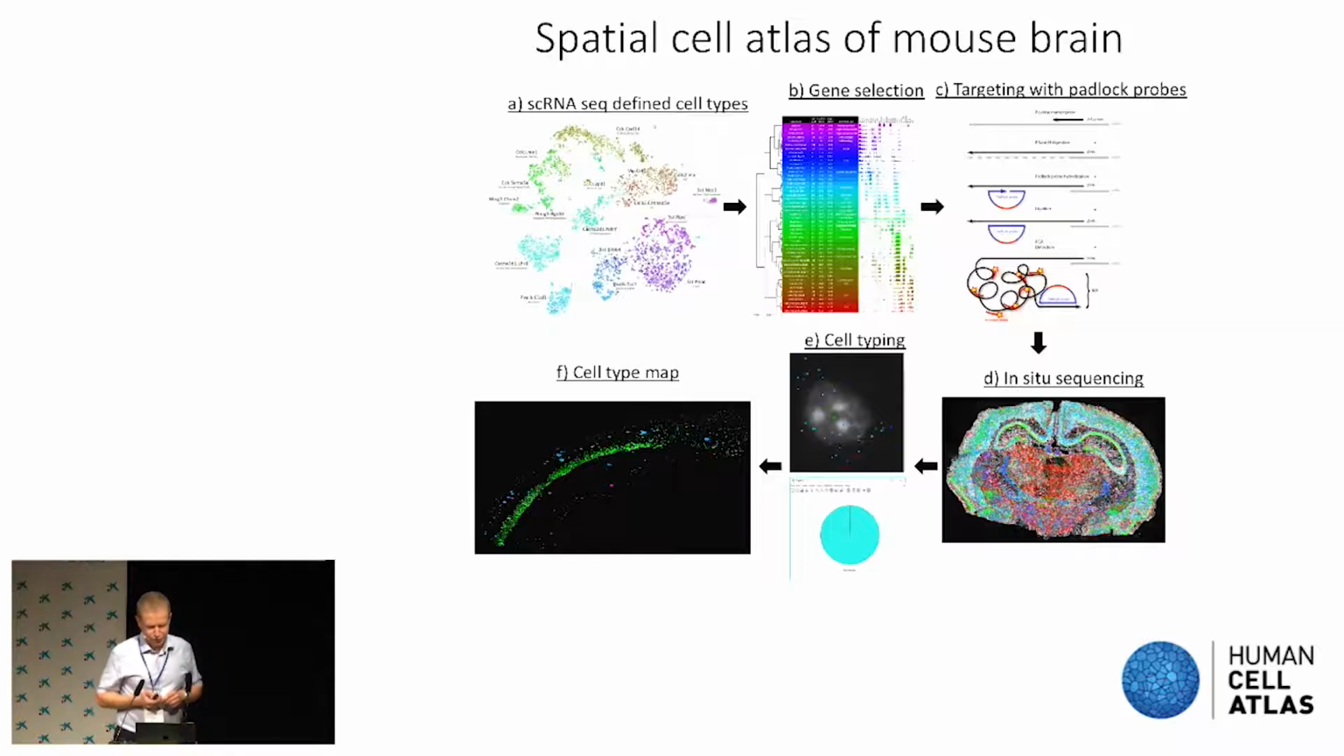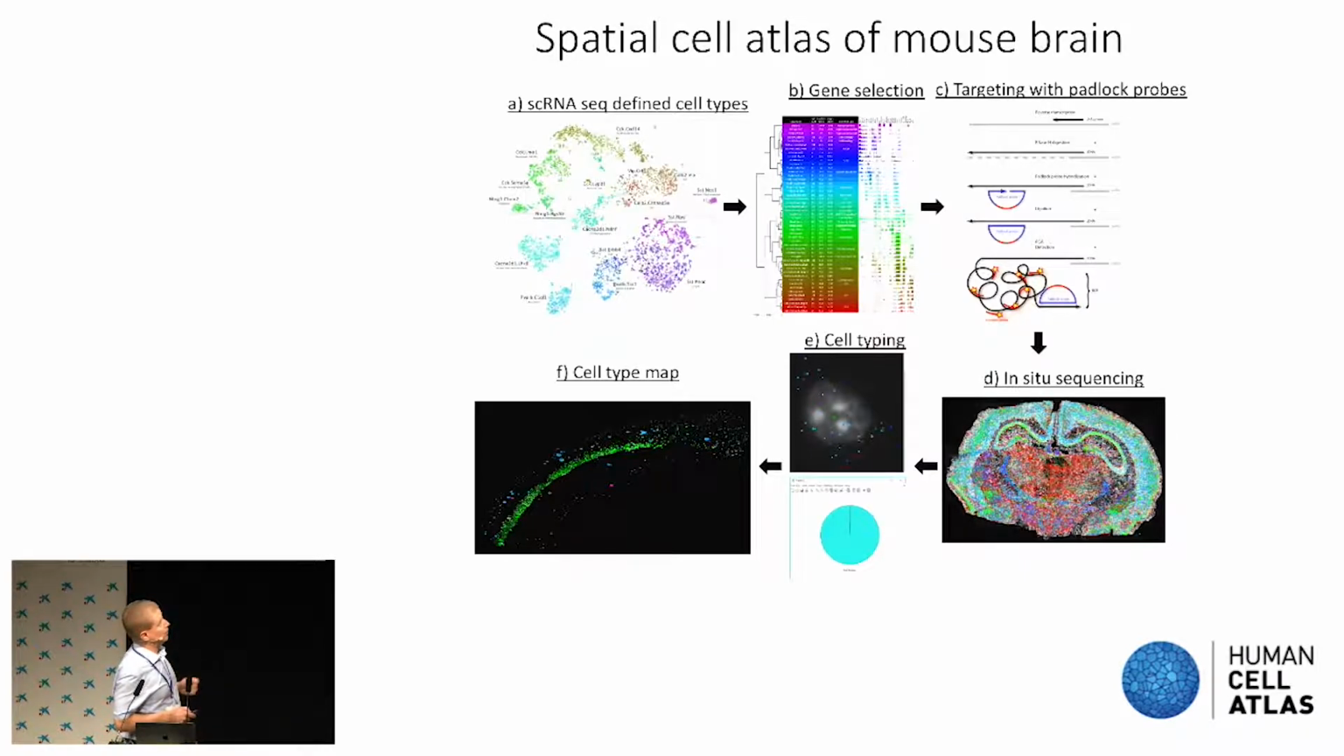So the basic approach is that you're generating single-cell RNA sequencing clusters, and you would like to know how they are spatially organized. You would like to generate a map of all the cells in their native position in the tissue. The way we go about it is to select a set of marker genes that will, combined, be able to distinguish all these cell clusters.